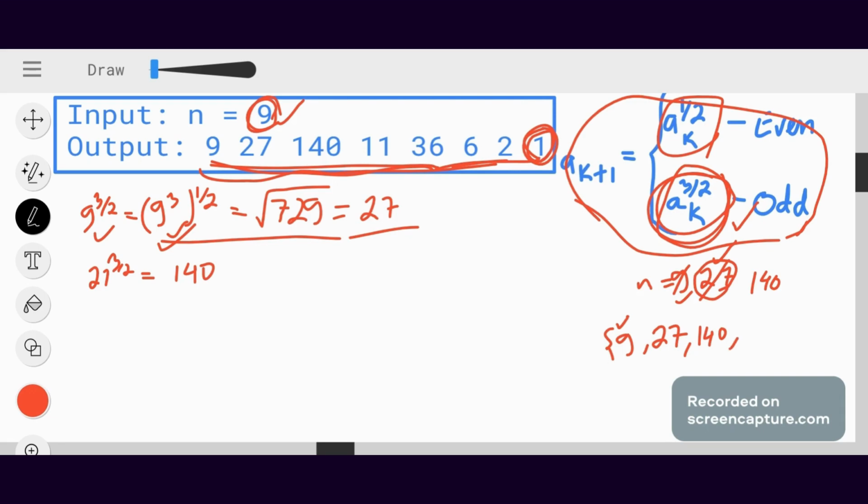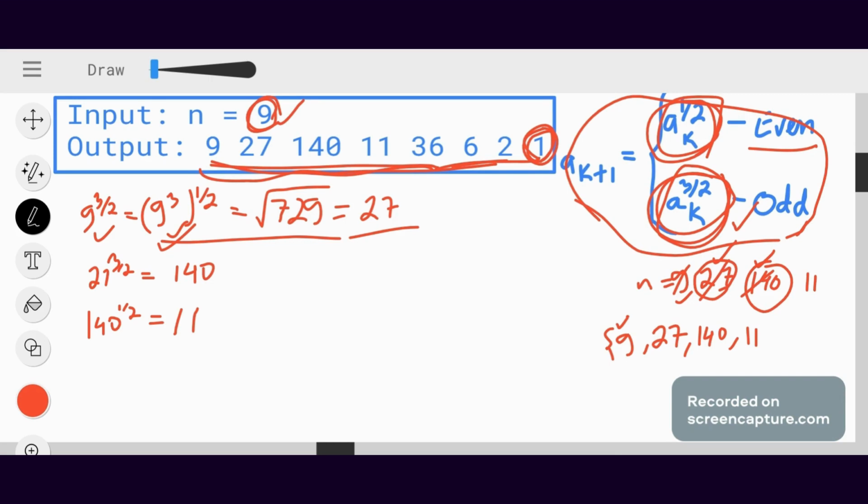Now what? Is my 140 odd or even? It is even. So which formula to apply? We will apply this formula. So apply. It now becomes 140 to the power 1 by 2. After calculating this, you will get 11. Now update this n to 11 and push it into your answer.